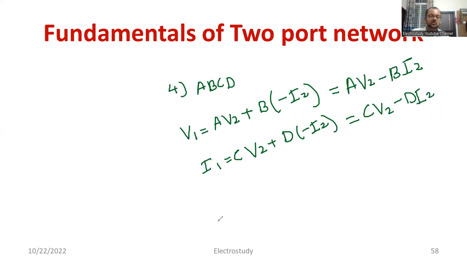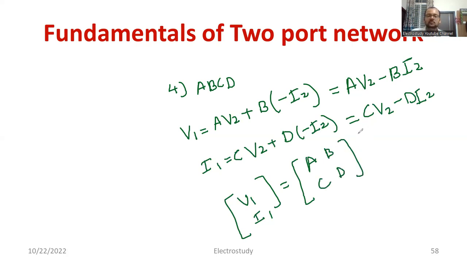If you want to express in terms of matrix also, how will you express? Very simple. V1, I1, next you can put ABCD, right? ABCD, then V2, minus I2. This parameter is known as ABCD parameters. There are various applications, especially if you are talking about transmission and distribution. You can calculate the efficiency of a transmission line by using ABCD parameters. There are several applications.